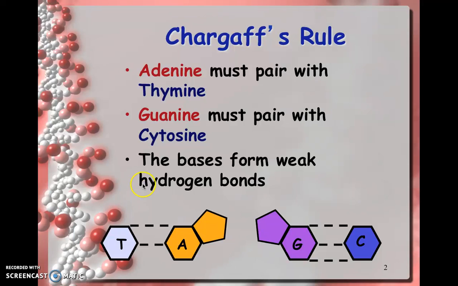Another thing to notice is on the G and the C, there are 3 hydrogen bonds represented by these dotted lines. And here, between the A and the T, there are only 2. You may have noticed that when we put our magnetic models together in class, some had 3 magnets and some only had 2.